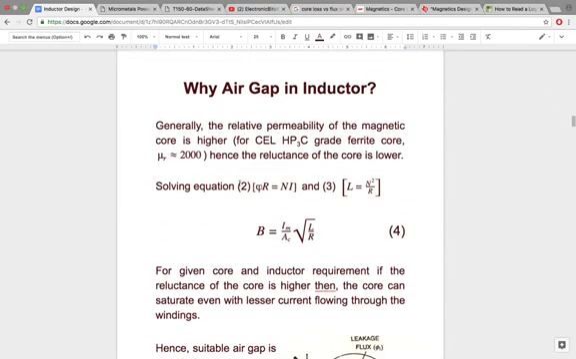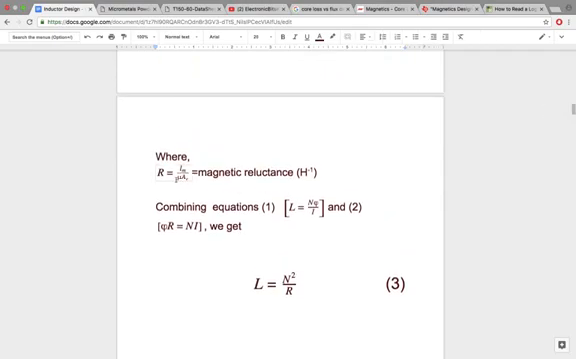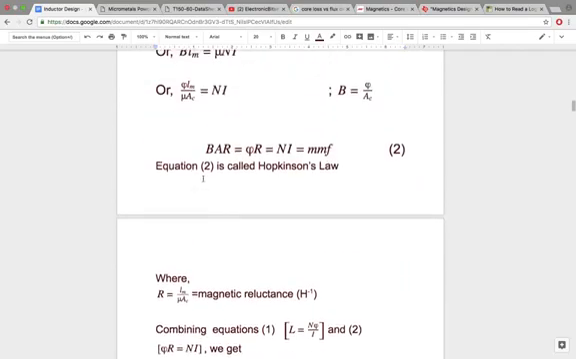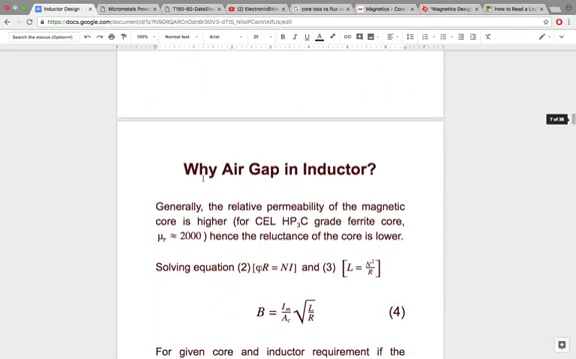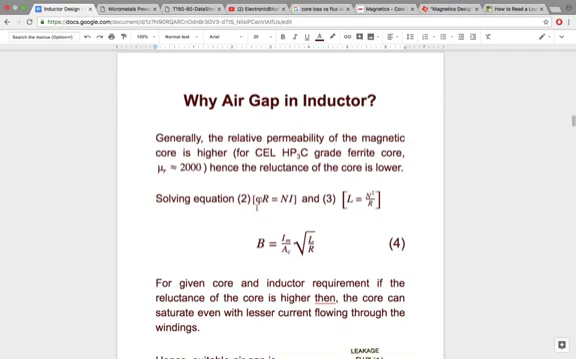So what is the need of an air gap in the inductor? If you see the reluctance formula, you will see that mu is in the denominator, so reluctance and mu are inversely proportional. If it is a magnetic material, there will be some relative permeability, that is mu r. For magnetic cores like ferrite, we have a very high relative permeability. For example, a grade like the CEL HP3C ferrite core will have a relative permeability of 2000. Hence, the reluctance of the core is very, very low.